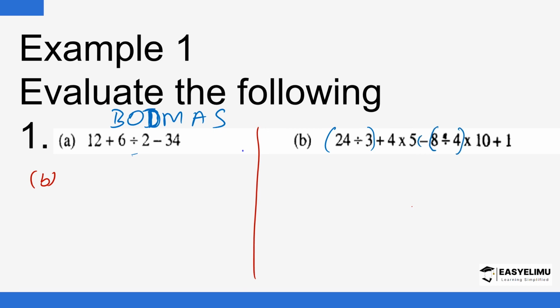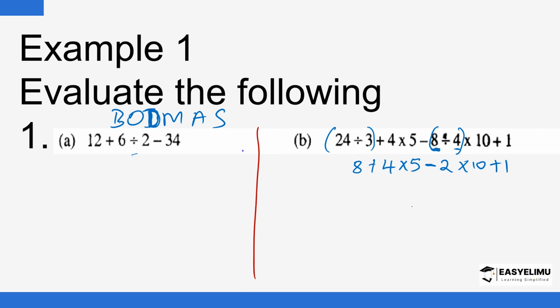So I want you to ignore this minus first and just do the operation 8 divided by 4 only. I'm omitting this minus sign. I'll be treating this as positive 8. Remember, I've omitted the negative there. So 24 divided by 3 is 8. I'll not omit this, so 4 times 5 minus. Now 8 divided by 4 is 2, and then times 10 plus 1. So that is the only operation that I've done.